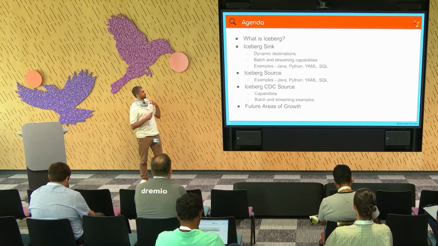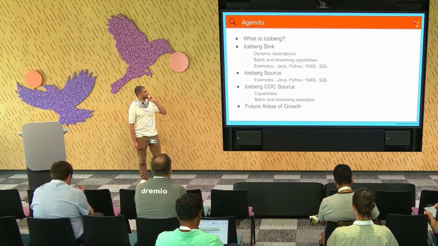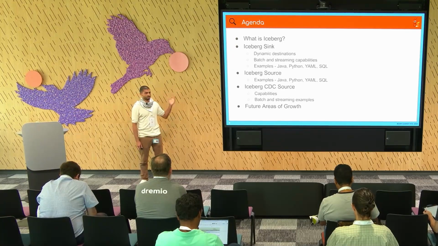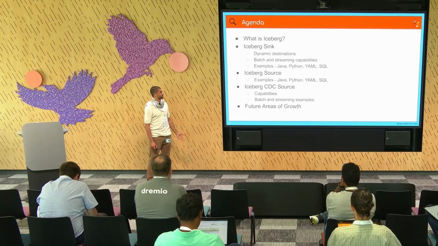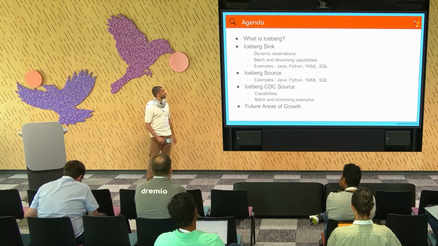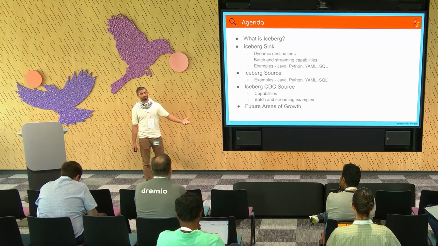So we'll go into a little bit about what Iceberg is, even though you've heard about it already. Then we'll talk about the different sources and sinks we have. We have the Iceberg sink and a source and a CDC source. So we'll go through each of those and their capabilities and some examples. And this whole presentation is just a public service announcement about this new connector and how to use it. And then we'll end with some potential areas of improvement that we're looking at.